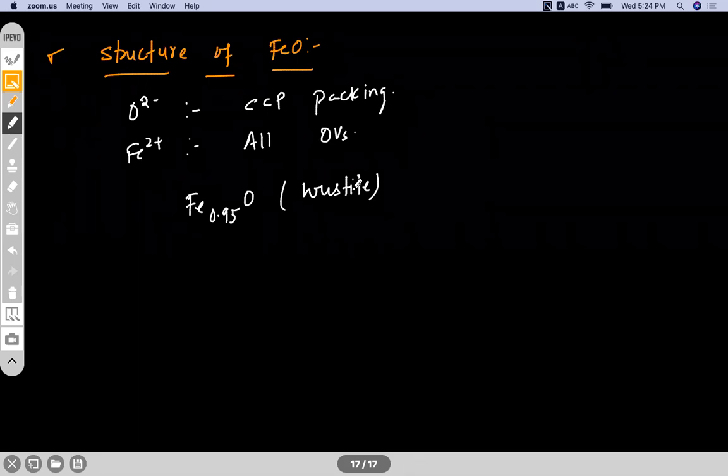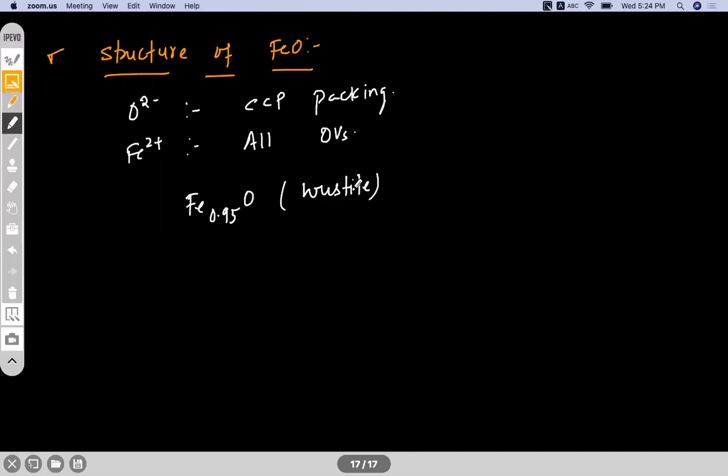Right? In order to maintain electrical neutrality. Just this point you have to memorize. So what happens in this, you see, to maintain the electrical neutrality of the crystal, 3 Fe2+ ions are replaced by 2 Fe3+ ions so that the charge will be balanced.